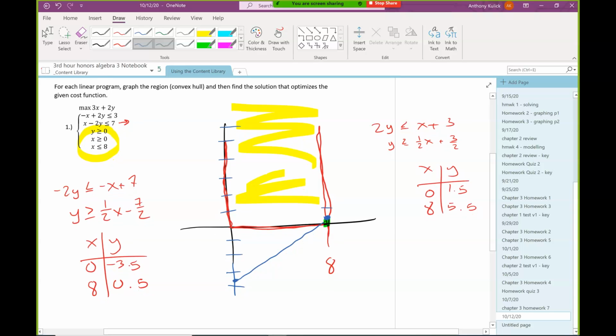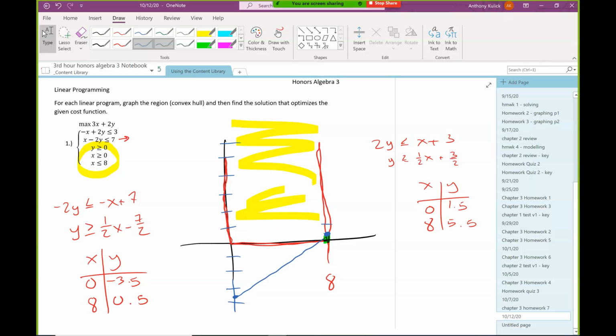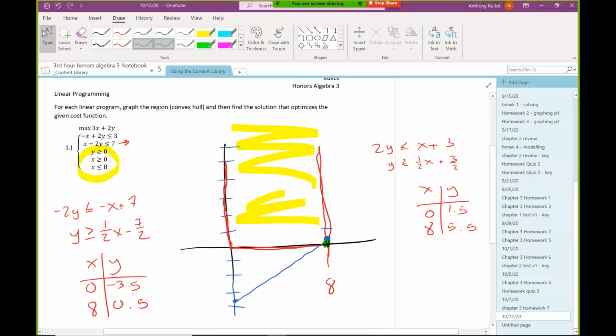I don't know why my OneNote's been doing this all day. It's having a seizure.